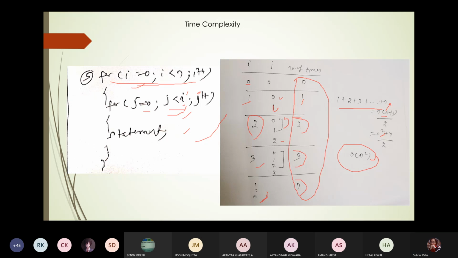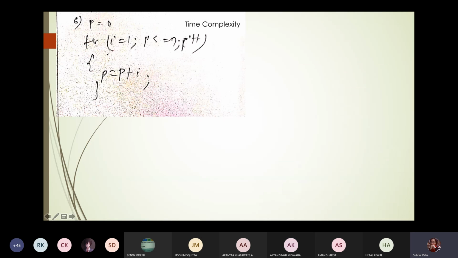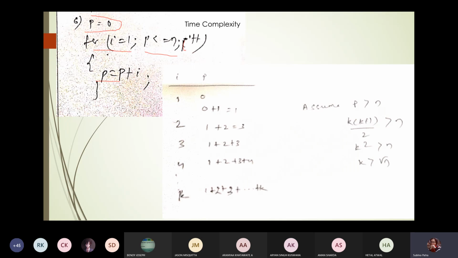Yes, ma'am. Now we'll see another case. Here we are taking a variable p equal to 0, then for i equal to 1, p less than n, i plus plus, and the statement is p equal to p plus i. So what will we get here? Let's start with p equal to 0, and then we have taken i equal to 1.